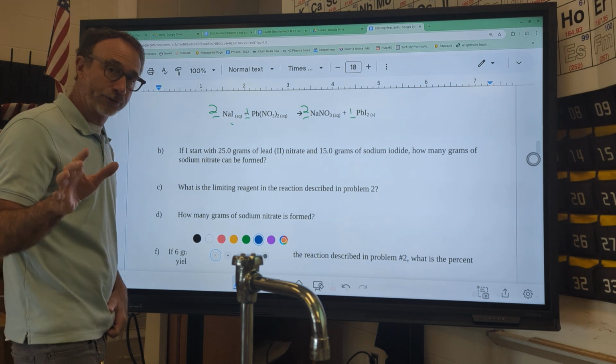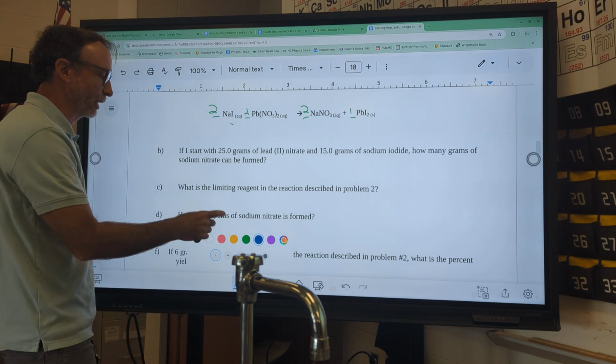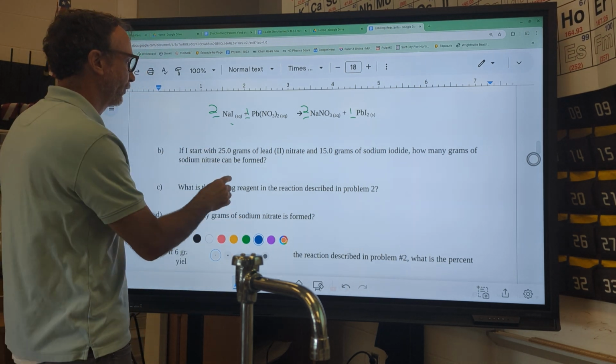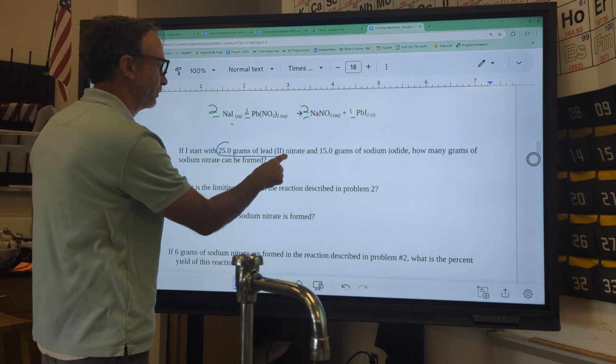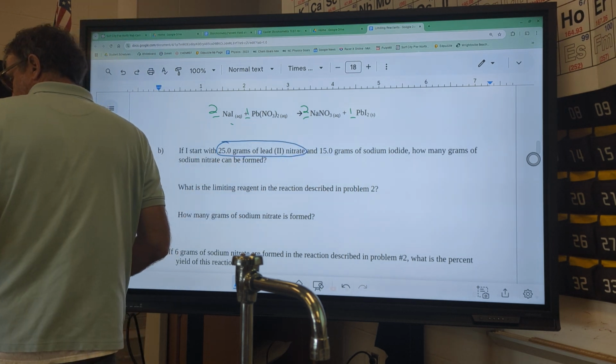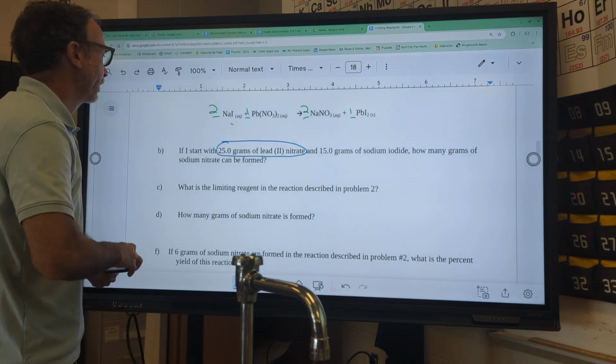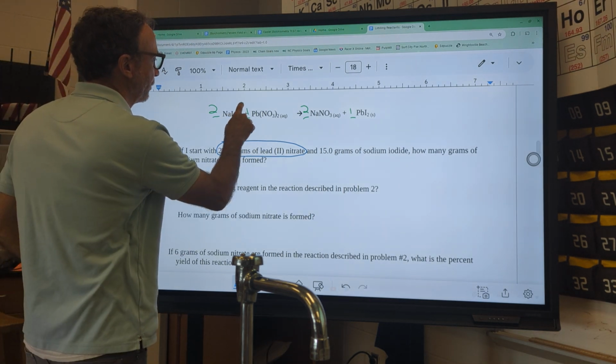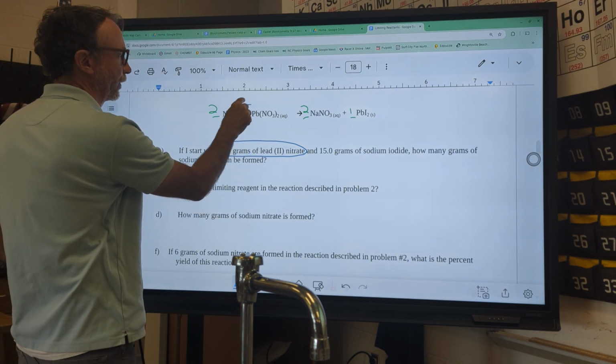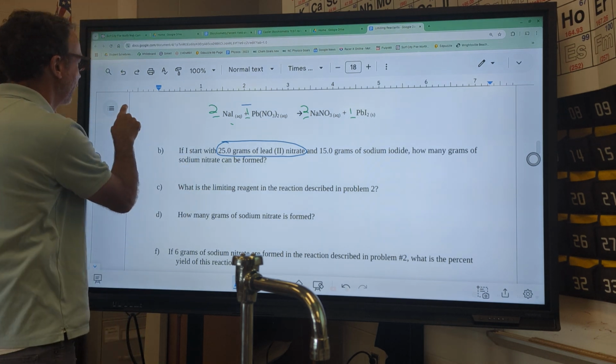All right, first thing we're going to do is understand we're going to do this problem twice. First, I'm going to do it with 25 grams of lead 2 nitrate. All right, here we go. 25 grams of lead 2 nitrate. That means we're talking about this. We need to figure out what number to put there for moles.